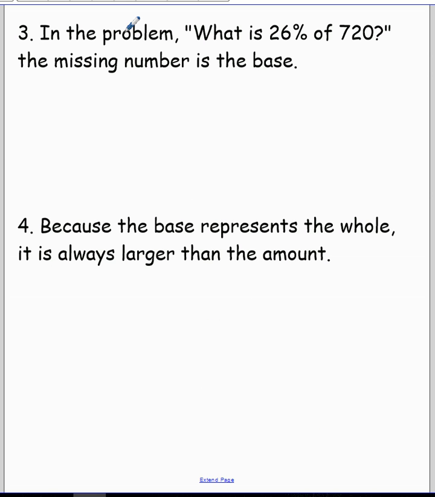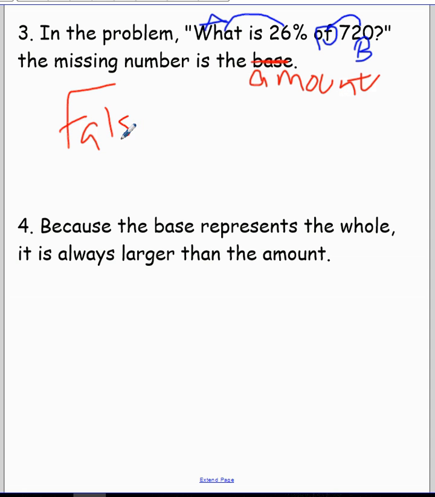Number 3, in the problem, what is 26% of 720? The missing number is the base. Well, the 26% is our percent, and the what is our amount, and it's the unknown. Of means out of, and so 720 is the base. So again, they chose the wrong word there. It should be the amount is missing. So again, that one was false until we fixed it.